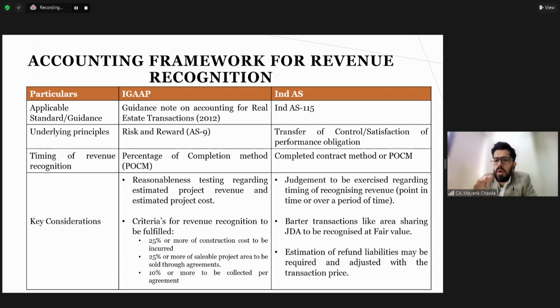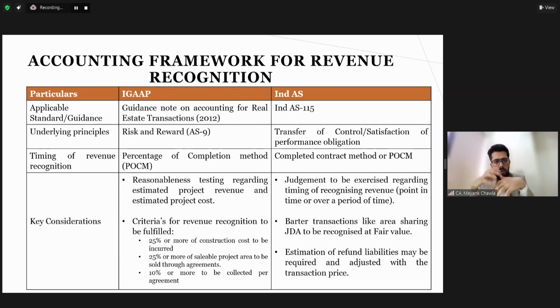Whereas IGAP is more supplier-centric, where we are saying when the supplier has in turn transferred the risk and reward. There is another term that we use in India, which is satisfaction of performance obligation. The obligation is satisfied when you transfer the control of any good or you have satisfied your services. Then only it is generally termed as satisfaction of a performance obligation.